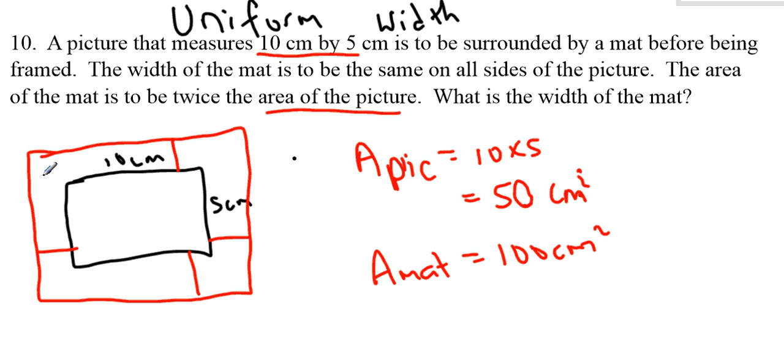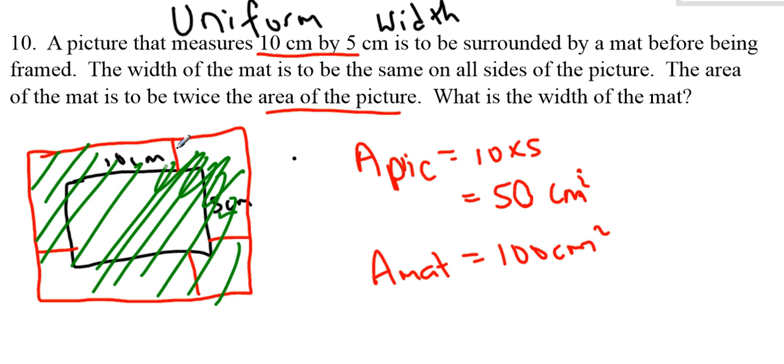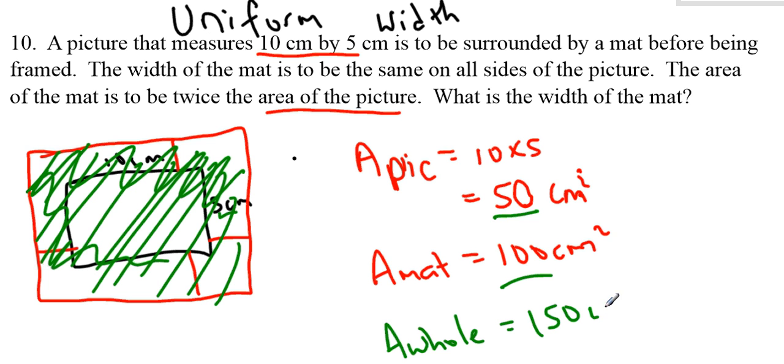So when we do uniform width questions, we always want to work with an entire rectangle, not just this weird ring shape that represents the mat. So think about the entire rectangle now. Picture plus mat. How much is that area going to be? Well, we know the picture is 50, the mat is 100, so the area of everything is 150. And that's the key to this question. We already know from other questions that we're going to be defining this width to be x, but the key again is the fact that you know that the whole area is 150 square centimeters.